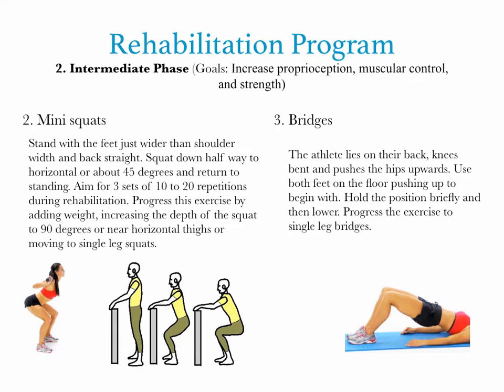The third exercise I have is bridges. The athlete lies on their back, knees bent, and pushes their hips upwards. Use both feet on the floor, pushing up to begin with. Hold the position briefly and then lower. Progress this exercise to single leg bridges.